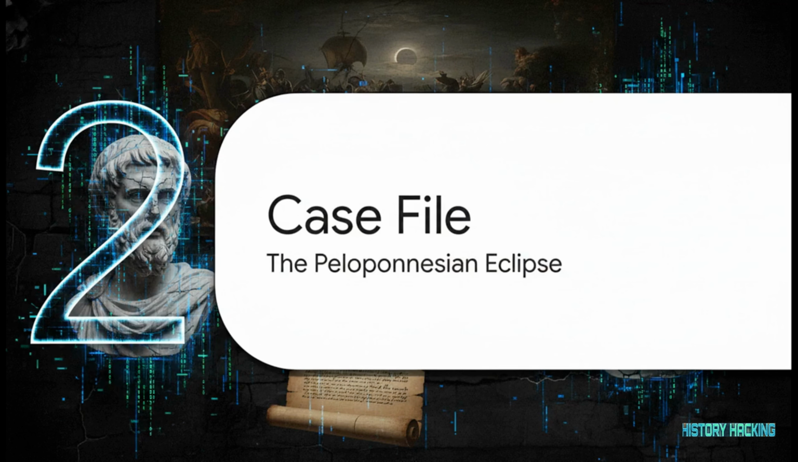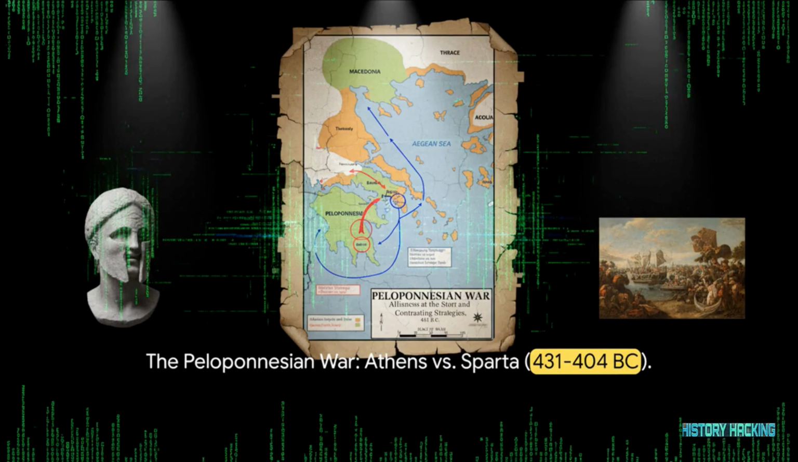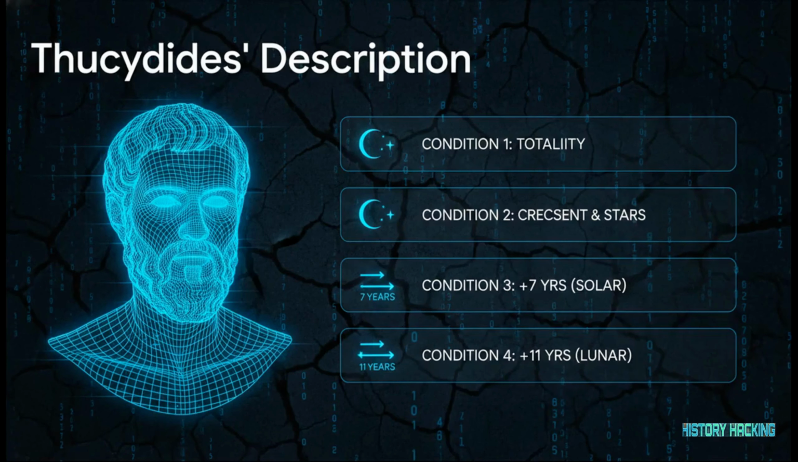Okay, so let's zoom in. Let's debug a single specific line of code to see this glitch in action. We're opening the case file on the historian Thucydides and his very famous account of eclipses during the Peloponnesian War. The scene is set in ancient Greece. It's the epic war between Athens and Sparta, officially dated from 431 BC. The key data we're looking at comes from a primary source, a guy who was supposedly writing it all down as it was happening. Now, Thucydides gives us very specific parameters for our search.